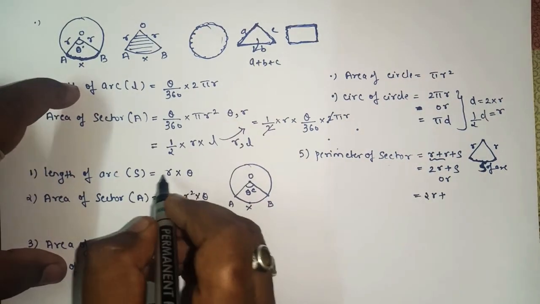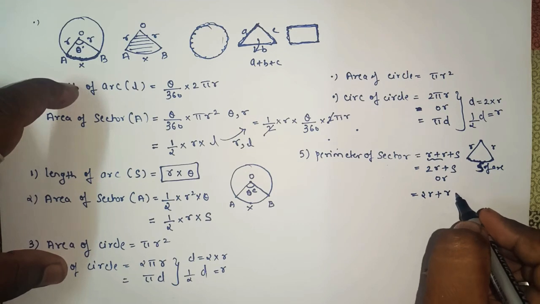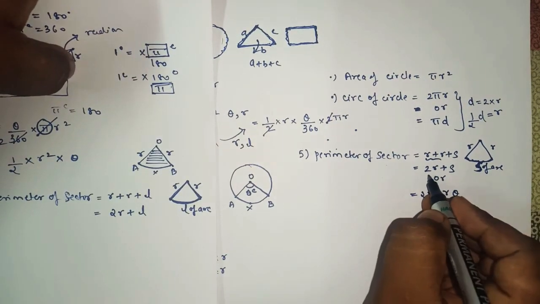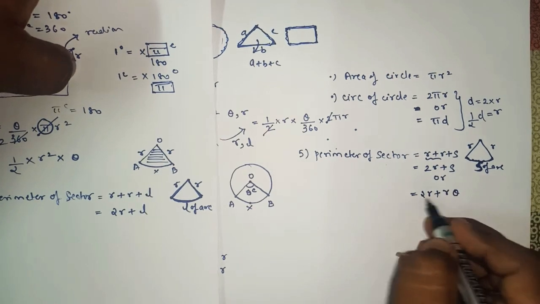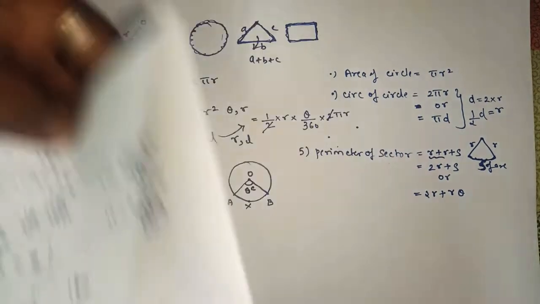Or else we can use one more formula: 2R plus, in place of S, we know that S is R theta, so we can write it as R theta also. So there are two formulas for perimeter of sector. We can use this formula 2R plus S or else 2R plus R theta. So that was formula number five.